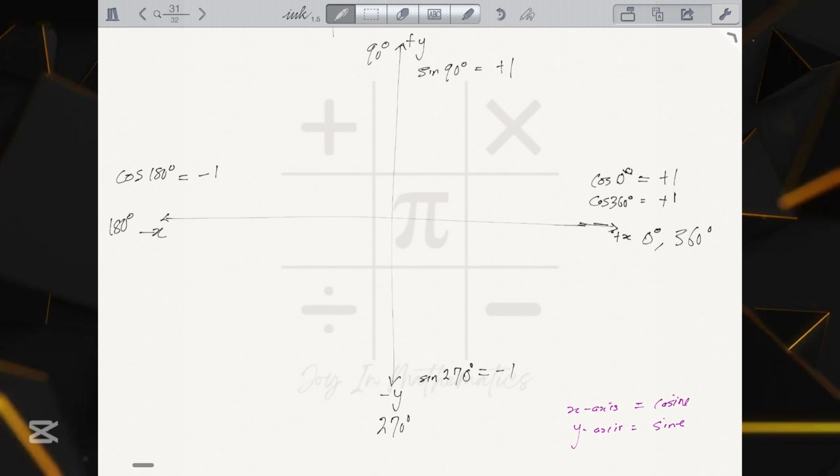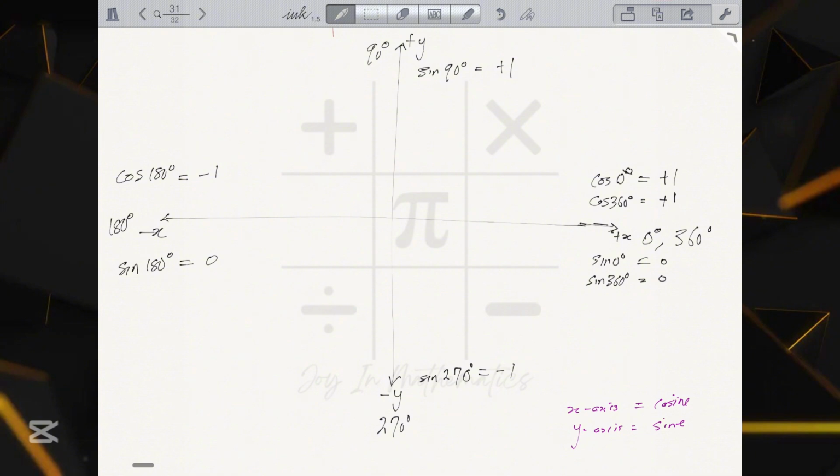Now, moving on. Since the x-axis belongs to cosine, the values of the angles on the x-axis will be equals to plus 1 or minus 1. Definitely, any value of sine on the x-axis will be equals to 0. So that means any value of sine 0 degrees, sine 360 degrees, or sine 180 degrees will be equals to what? 0, because the x-axis belongs to the cosine function. Any expression of sine on the x-axis will be equals to 0.